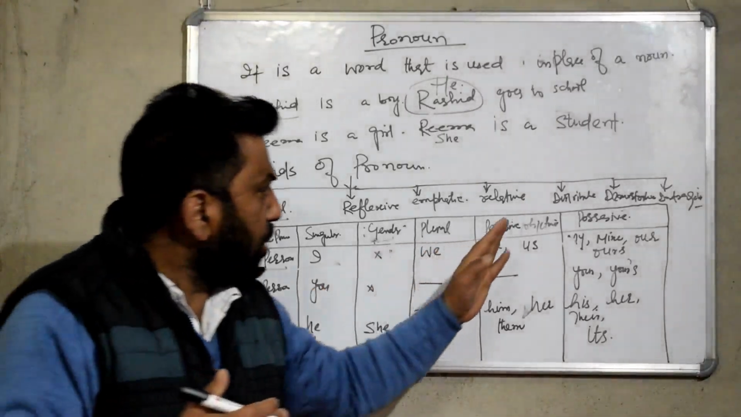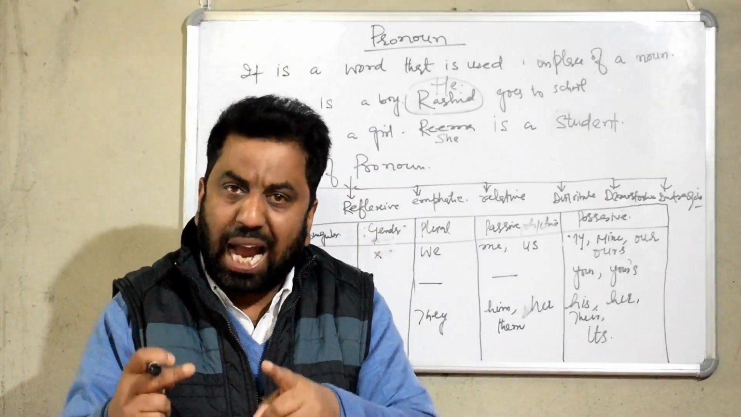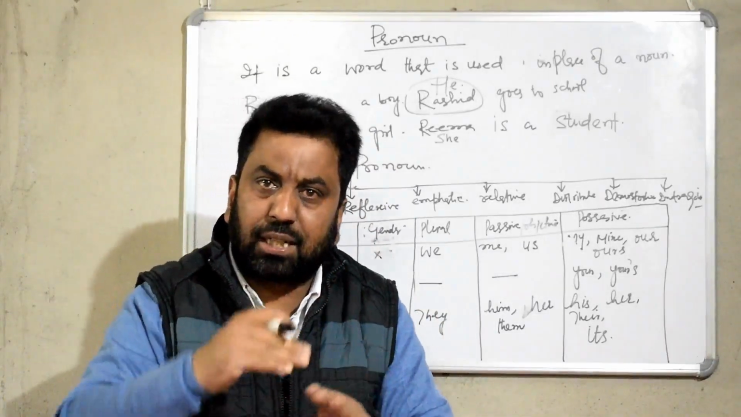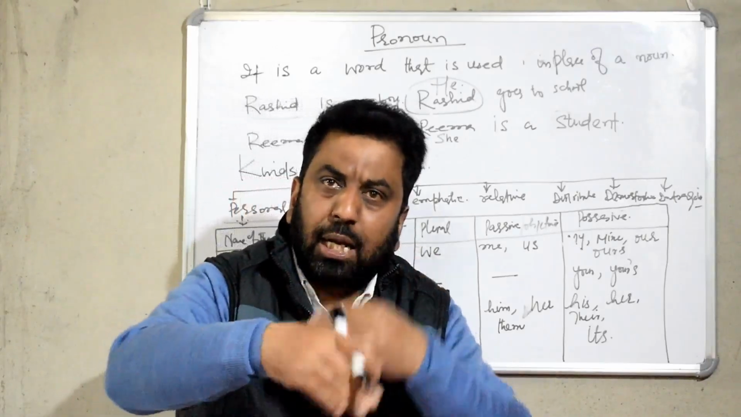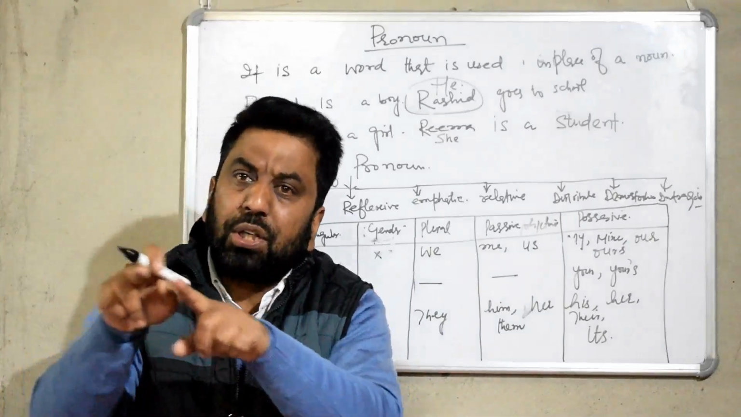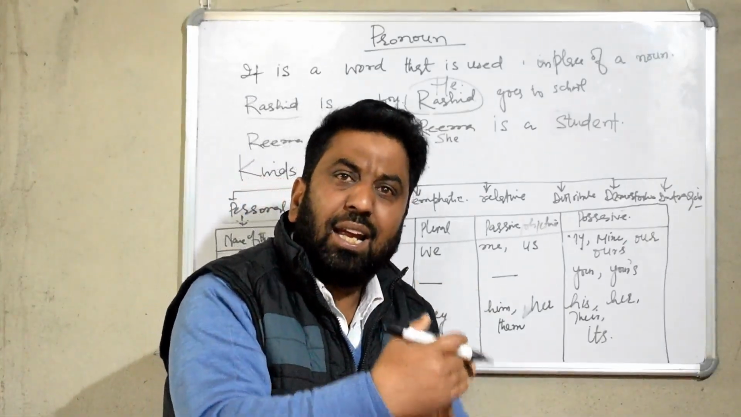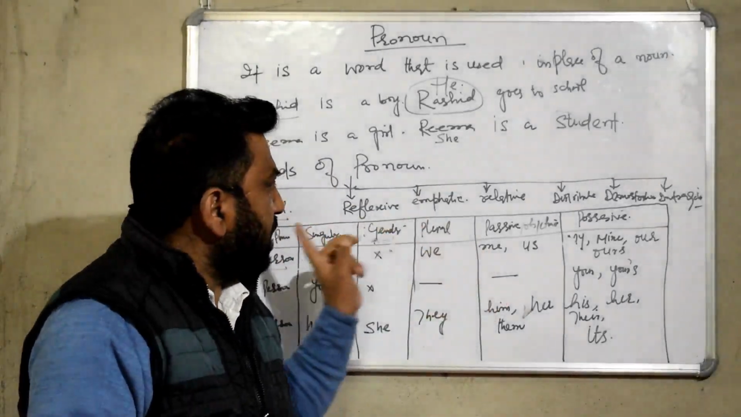Passive, or the objective case, means "I teach you." In "I teach you," I is the subject and you is the object. When I replace I from subject to object, I say "you teach me." So this I changed into me. Me is the objective case of I.